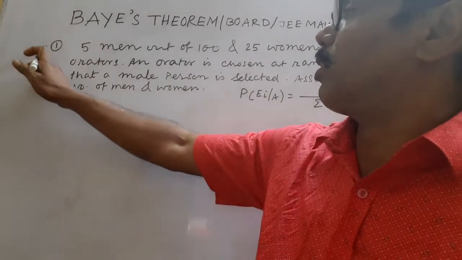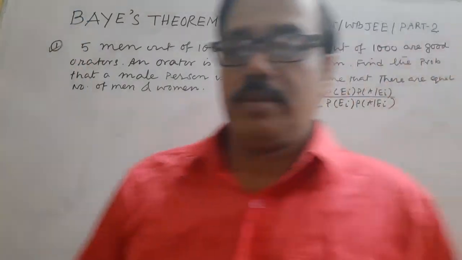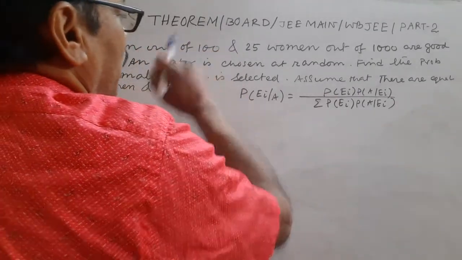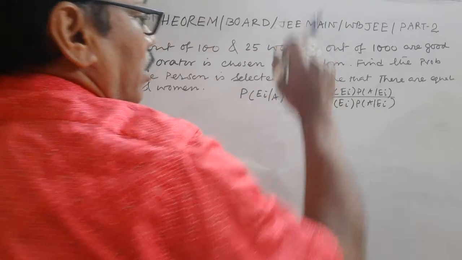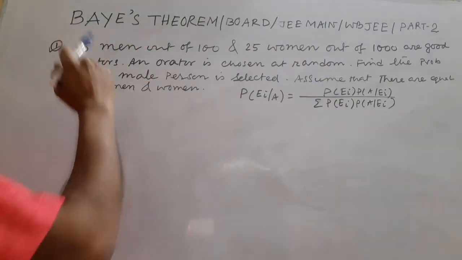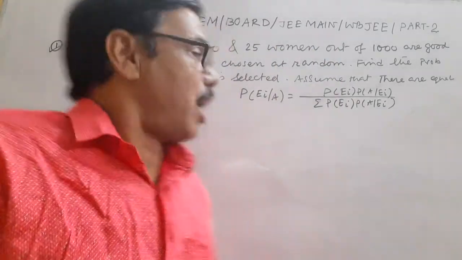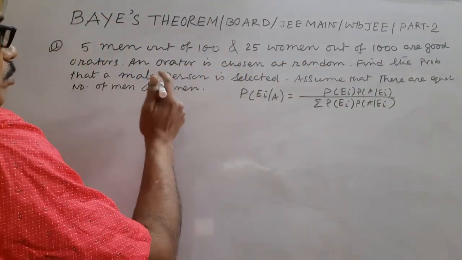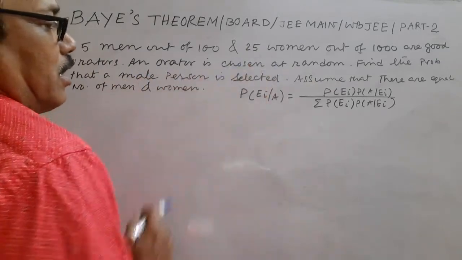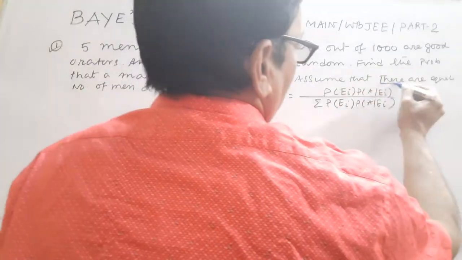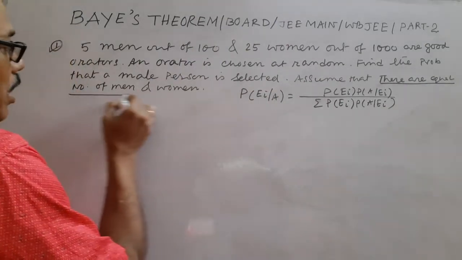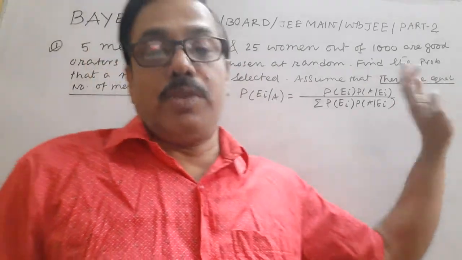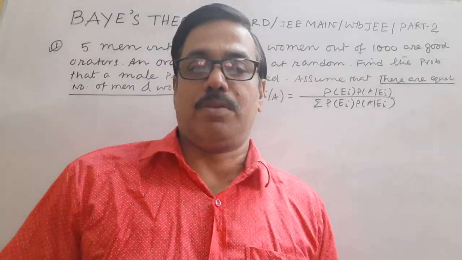Now problem number 1. This is a very simple problem. 5 men out of 100 and 25 women out of 1000 are good orators. An orator is selected at random. Find the probability that a male person is selected. Assume that there are equal numbers of men and women. So, this is to be noted: equal number of men and women.